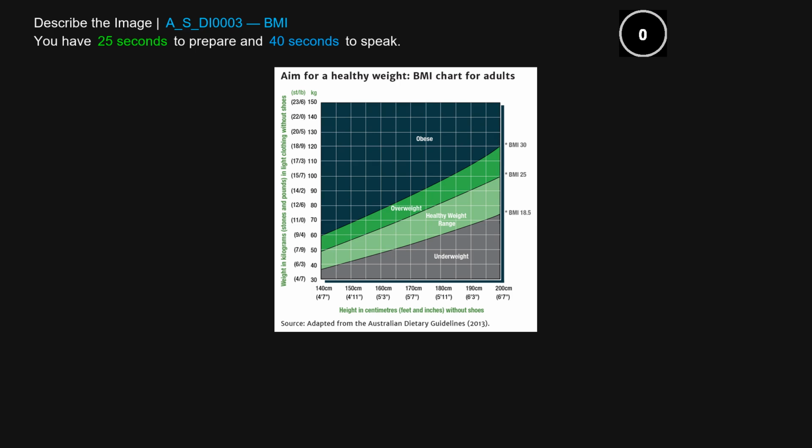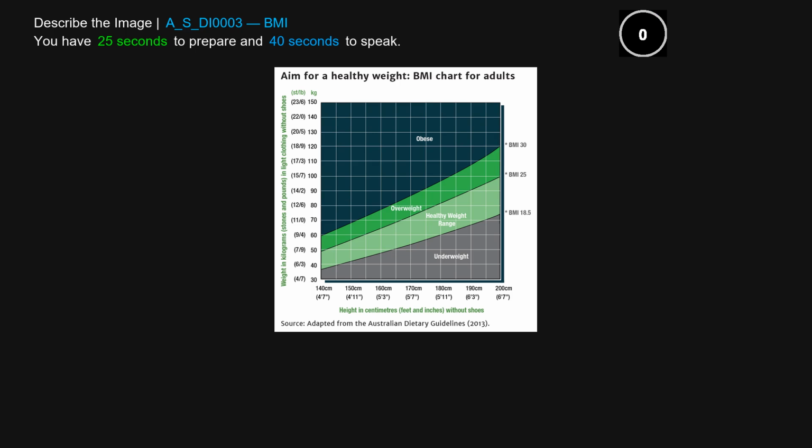kilograms to 150 kilograms. However, the maximum element I can see in this picture is the obese, which is around the BMI 30. However, the minimum element in this picture is the BMI 25, and the second highest would be the BMI 18.5 with the underweight and the healthy weight range. Overall, the line graph is quite informative.